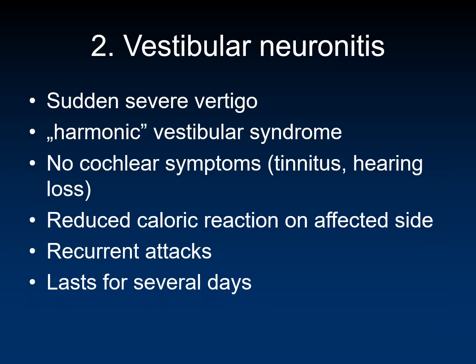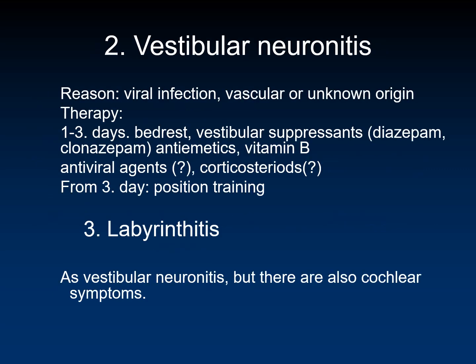Vestibular neuritis: sudden severe vertigo, harmonic vestibular syndrome, no cochlear symptoms, tinnitus or hearing loss, reduced caloric reaction on the affected side, recurrent attack, lasts for several days. Reason: viral infection, vascular or unknown origin. Therapy: one to three days bed rest, vestibular suppressant, diazepam, clonazepam, antiemetic, vitamin B, antiviral agent, corticosteroid. Labyrinthitis is like vestibular neuritis, but there are also cochlear symptoms.